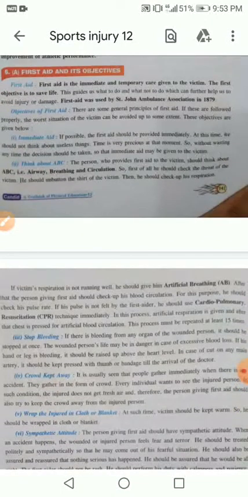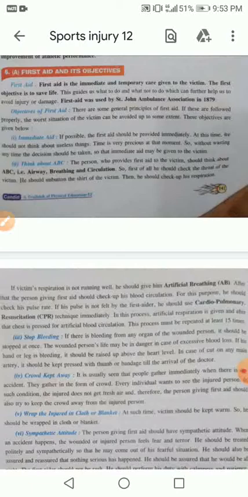There are some general principles of first aid. If these are followed properly, the worst situation of the victims can be avoided up to some extent. These principles are as follows.